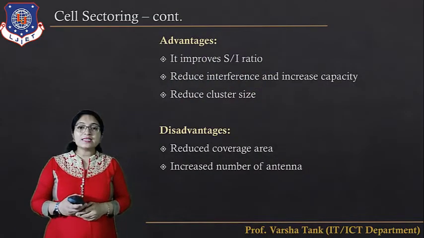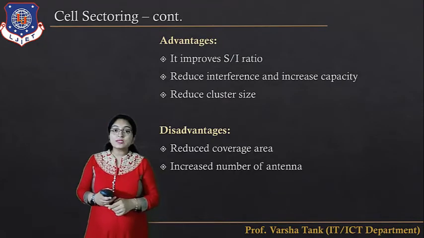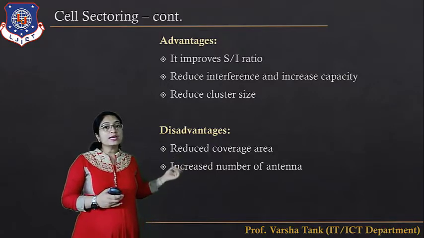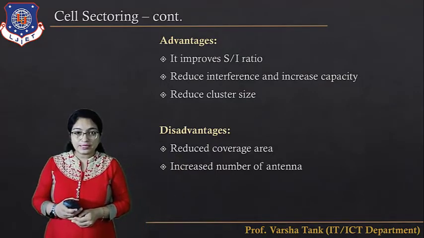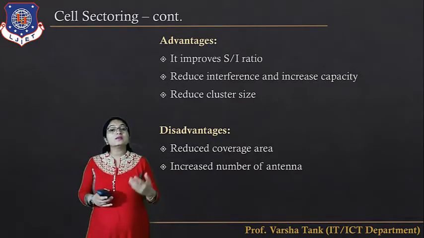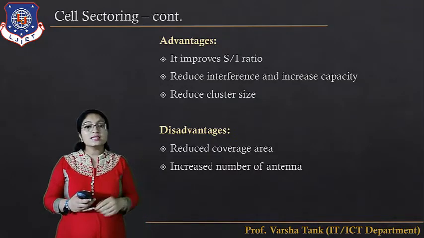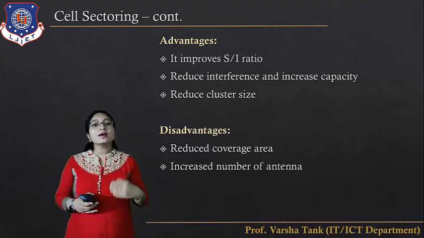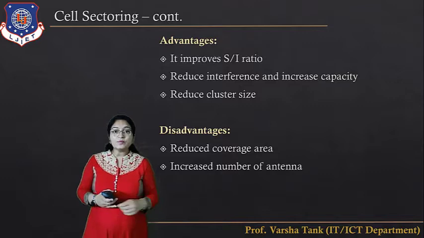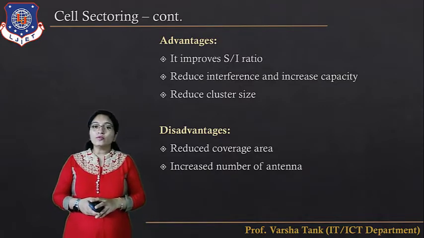Now what are the advantages and disadvantages of cell sectoring? Advantages: it improves the SIR, that is the signal to interference ratio. It reduces the interference and increases capacity. As you can see, if you are dividing the cell with 60 degree, we have just one co-channel interference. One co-channel cell is there. It reduces the cluster size also. And what are the disadvantages of cell sectoring? It reduces the coverage area and it increases the number of antennas.